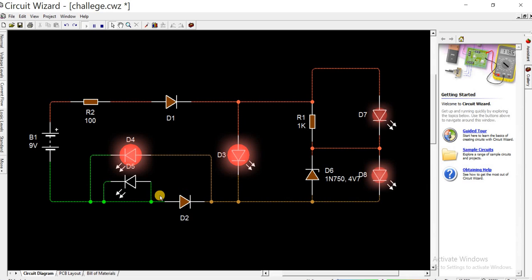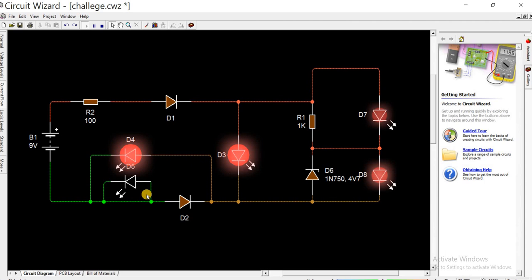I will explain the reason for that also. And the last question is: if you remove D4, how many LED will still be glowing? If you remove this D4, how many LED will still be glowing? So let's start by explaining the effects of this D4.